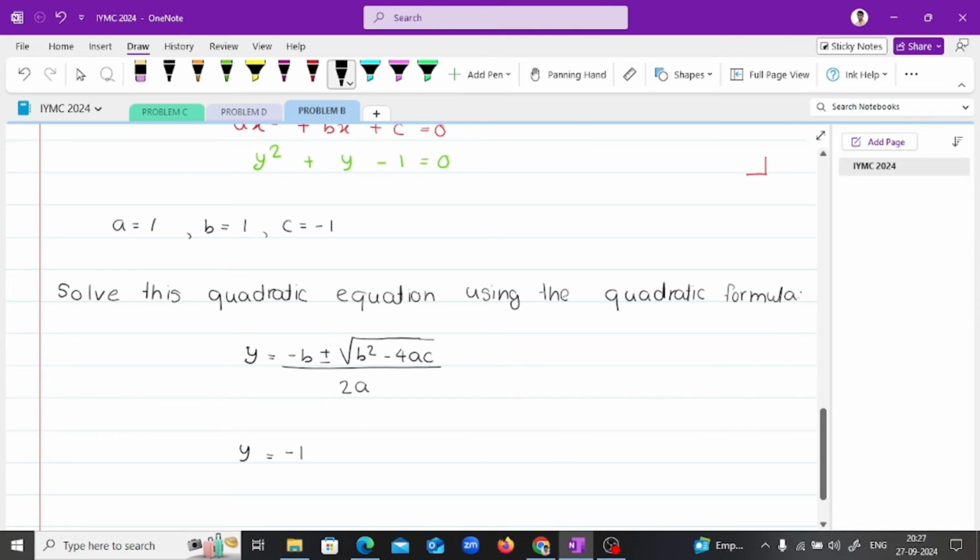minus 1. In place of b I have just substituted 1, plus or minus square root of, in place of b squared I will write 1 squared minus 4. In place of a I will write 1, and in place of c I will write minus 1, and divided by 2 into 1.